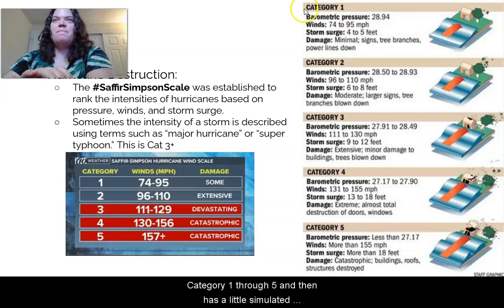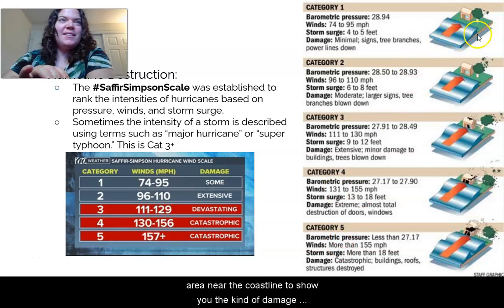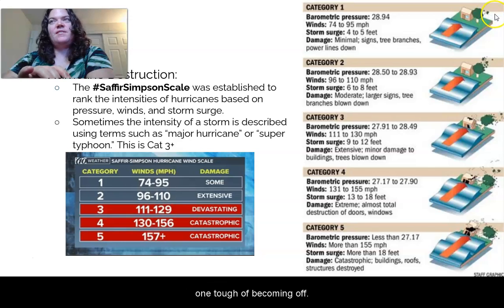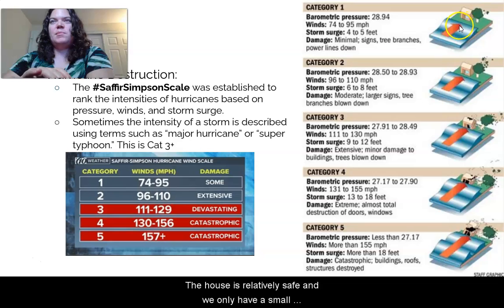So category 1 through 5, and then it has a little simulated area near the coastline to show you the kind of damage we're talking about. So category 1 storm only has like one tuft of tree coming off. The house is relatively safe, and we only have a small storm surge of 4 to 5 feet, right?